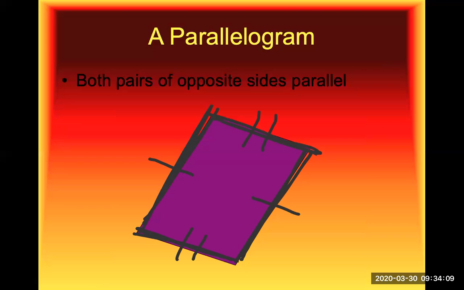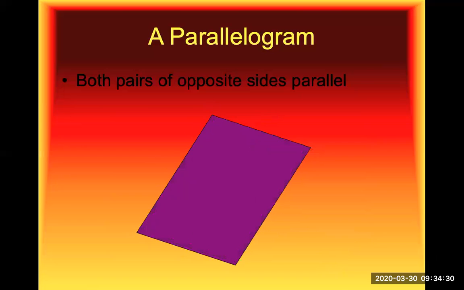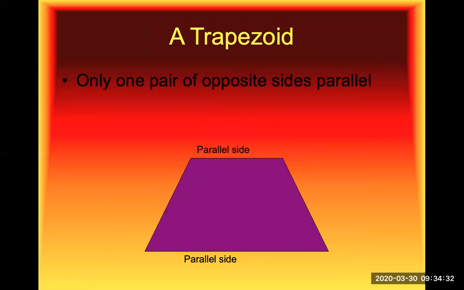Now, there's a geometric word we like to use. Instead of saying equal, we say congruent. C-O-N-G-R-U-E-N-T. That would be a great word to write down. Congruent. Congruent means equal, but it's a more mathematical word. Congruent. Okay, so a trapezoid, however, is still a quadrilateral because it has 4 sides.